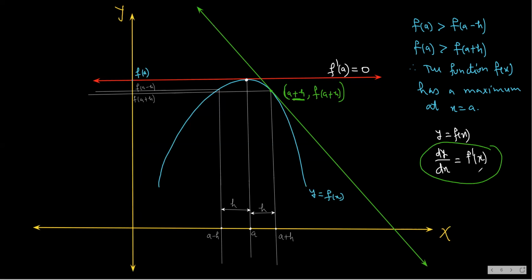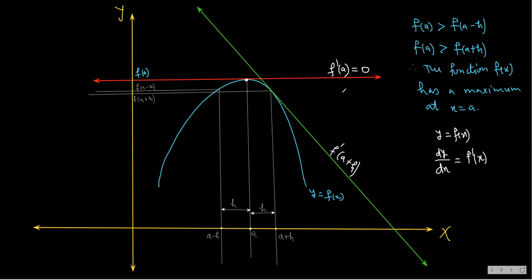So when you substitute the coordinates, x is a plus h, so you get f dash a plus h. So the slope is f dash a plus h.